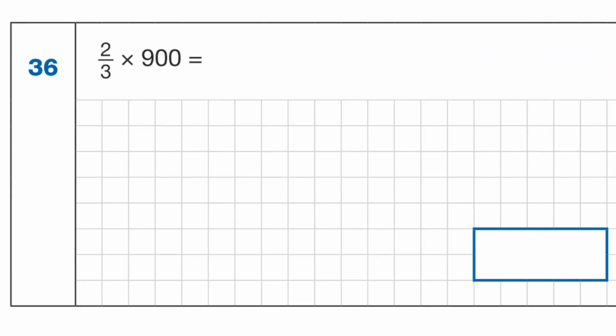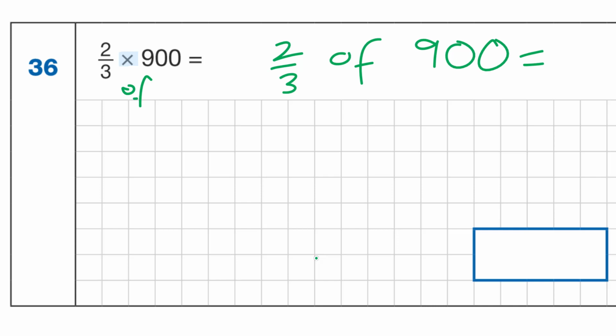Question 36, 2/3 times 900. Now, if this question confuses you, the easiest way that I've found to explain this is to just change the times to an of. So 2/3 of 900. This is actually a fraction skill that you will learn before year 6. I think it's in year 4, year 5 that you learn how to find multi-unit fractions of a number. So to find 2/3 of 900, you're simply going to find 1/3 of 900.